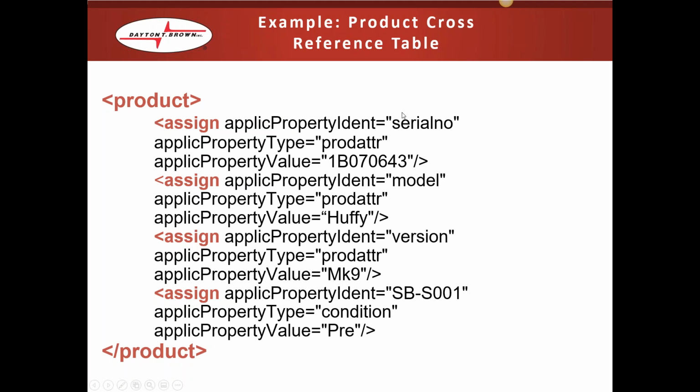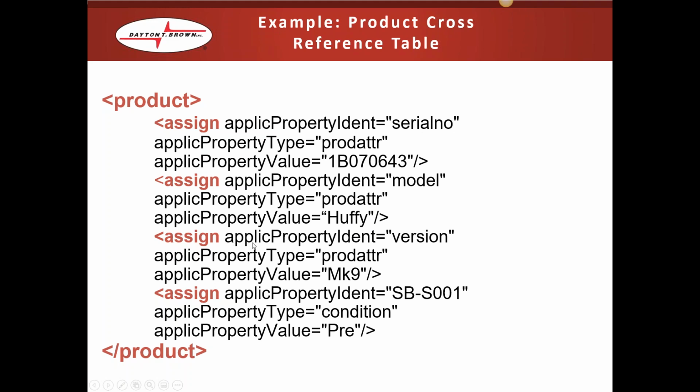So we're going to take something called the serial number, and we got that out of the ACT. It is a product attribute, and here's its value. So a serial number is 1B070643. That's it. Pretty simple. Remember, because serial number was open, right? So we can type in anything we wanted here. All right. So next we have model. Model we get out of the ACT, which is a product attribute definition, and we use the value called Huffy. All right, so now we've associated model with Huffy, serial number with this number.